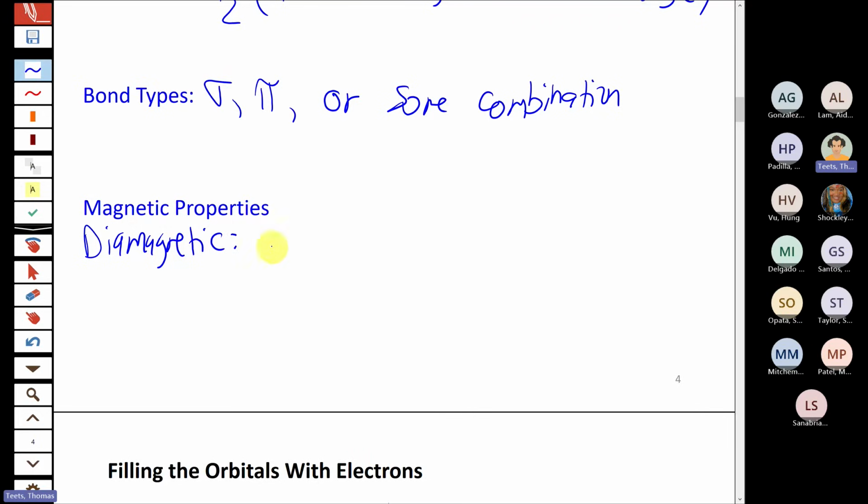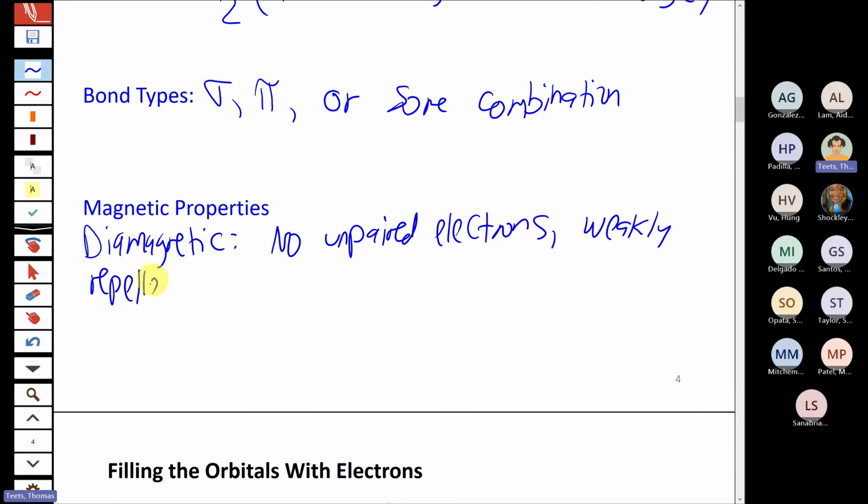Diamagnetic, which is when you have no unpaired electrons, which means all of your orbitals are either doubly occupied with two electrons in them, or completely empty in some cases, but you're never going to have singly filled orbitals. And when that happens, the physical property it would exhibit is to be weakly repelled by a magnetic field.